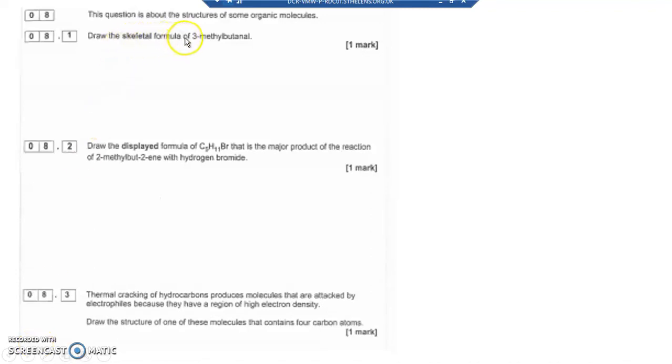Draw the skeletal formula of 3-methyl-butanal. So but is 4, so you've got to draw 1, 2, 3, 4 in a line, in a zigzag shape, 4 carbons in a line, so 4 lines.